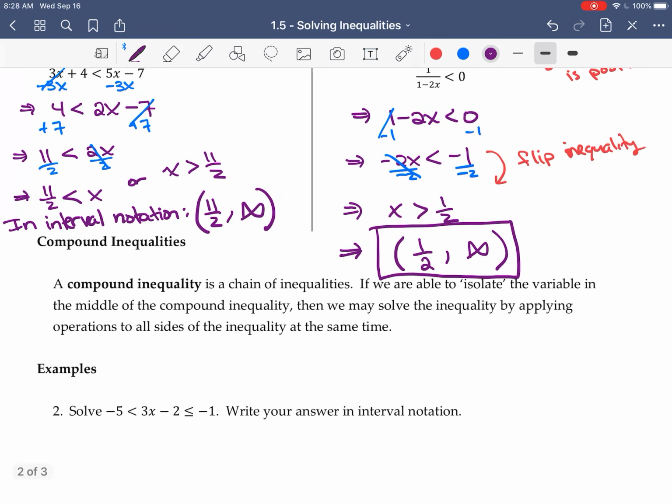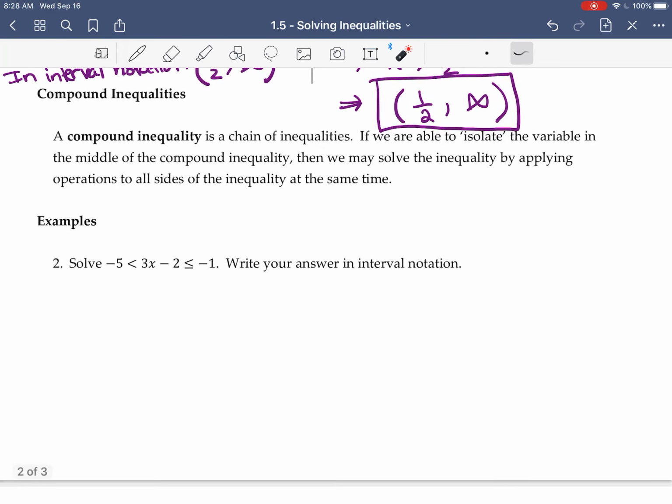A compound inequality is a chain of inequalities, so you have multiple. If we're able to isolate the variable in the middle, then we can solve the inequality, and we can apply all of our operations to all sides at the same time. So just to make that more obvious, let's do an example. Here's my compound inequality. Notice I have negative 5 is less than 3x minus 2, which is less than or equal to negative 1. Now you want your inequalities always going the same way, otherwise it doesn't make sense.